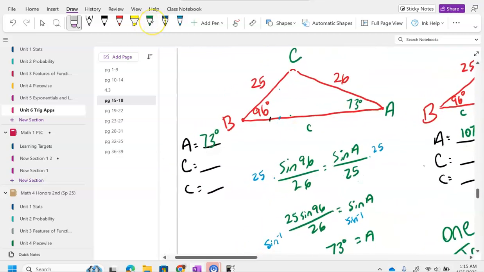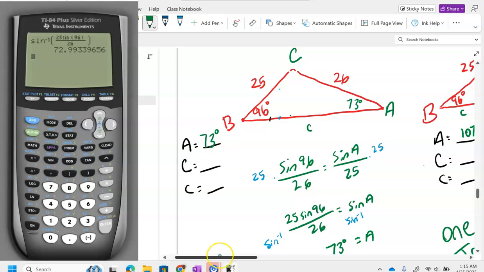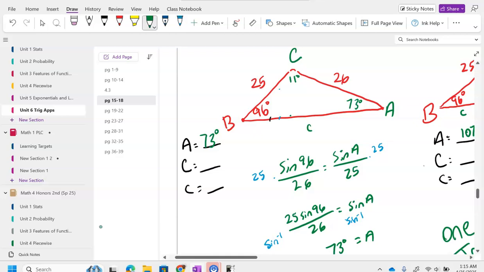So we found the 73. Now we can just go back to finishing this up. Now that I know angle A and B, I'm going to find angle C at the top. Because it's a triangle, 180 minus those two angles means we have 11 degrees up top.